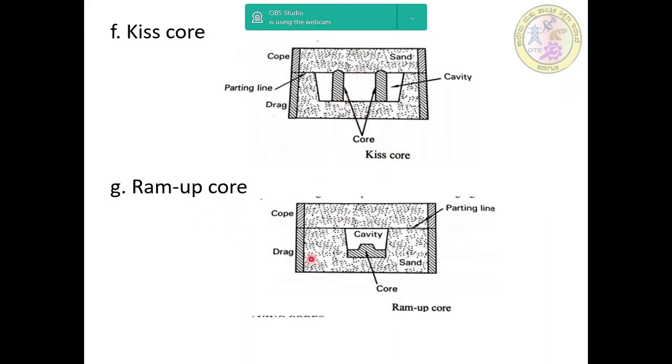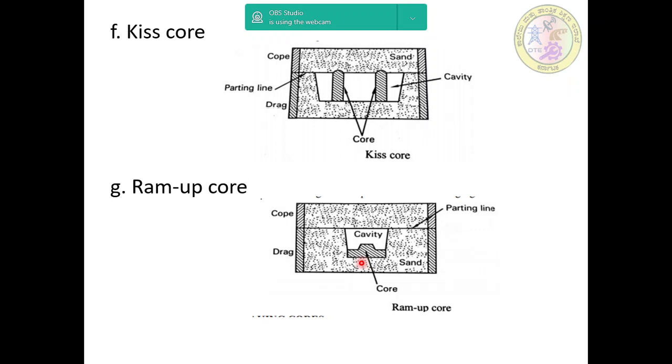And then the last one is the ram up core. Here, see, this is the ram up core. For inaccessible positions, you have to produce the casting like this, then you have to attach this core to the pattern itself, and then you have to place it.